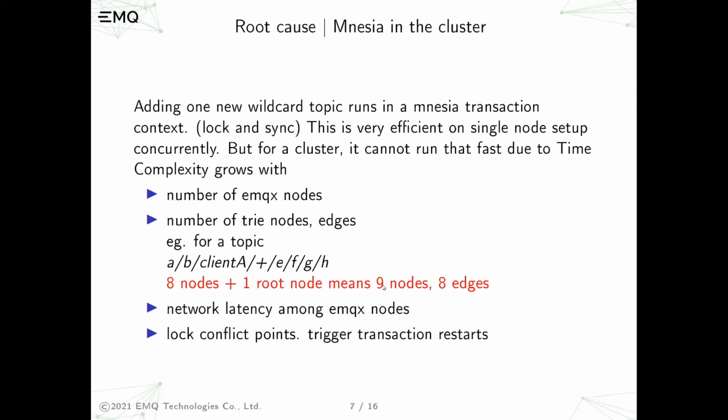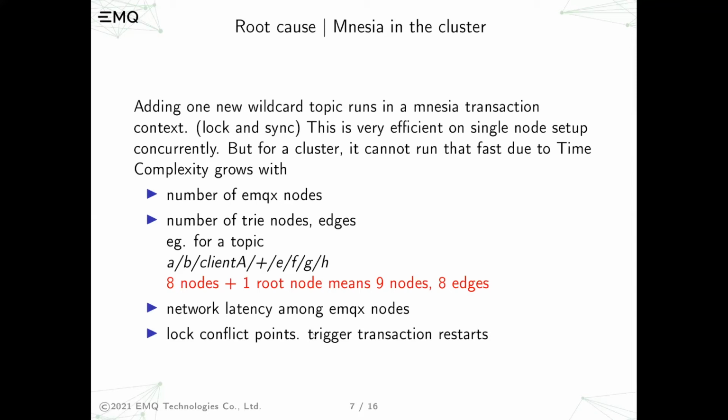The third factor is the network latency. So mostly the clusters are deployed in the same DC, I guess. But for some robust deployments, they have deployed the cluster in different AZs or different regions. Then the network latency could be a few milliseconds. That will also impact the transaction time.